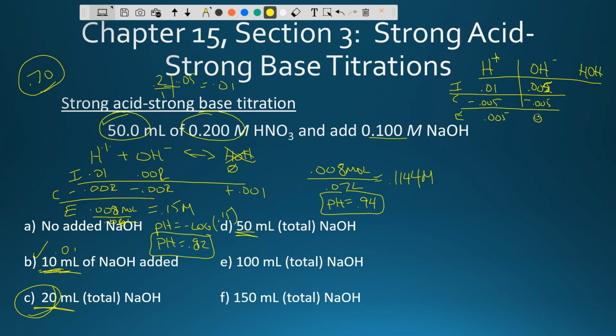Okay, so this is going to be a 0, and so it's now 0.005 divided by 50 milliliters here, 50 milliliters here, that's 0.1 liters here. And so then I end up with a molarity of 0.05 molar. Okay, so the pH ends up being 1.30 at 50 milliliters.